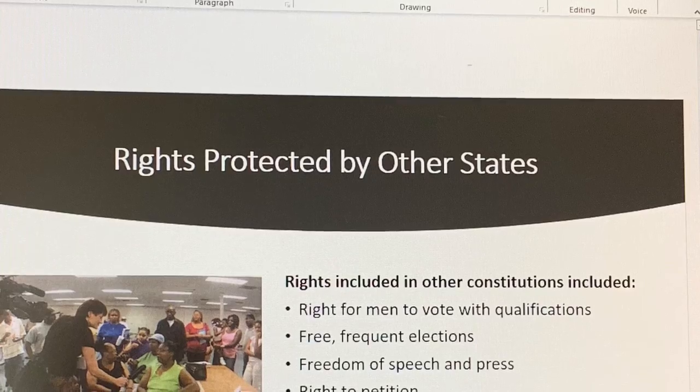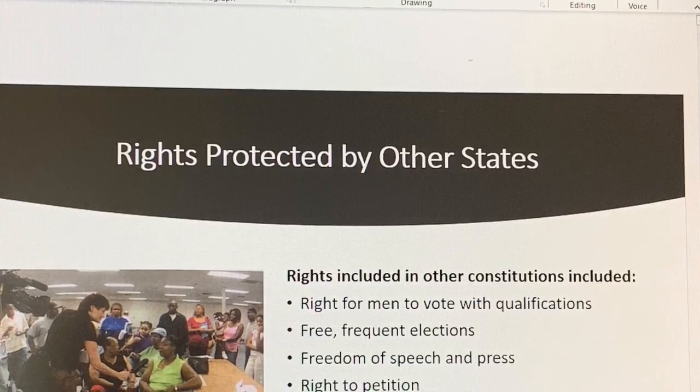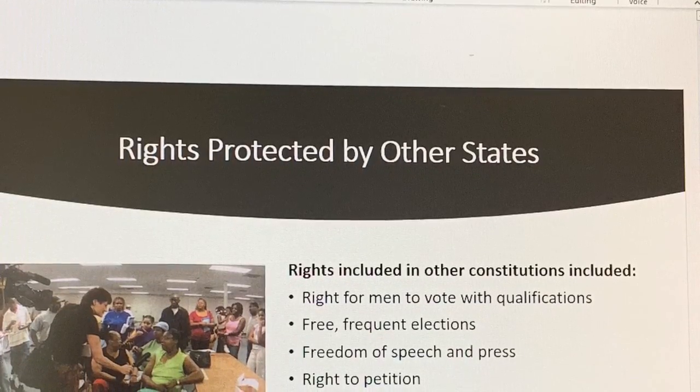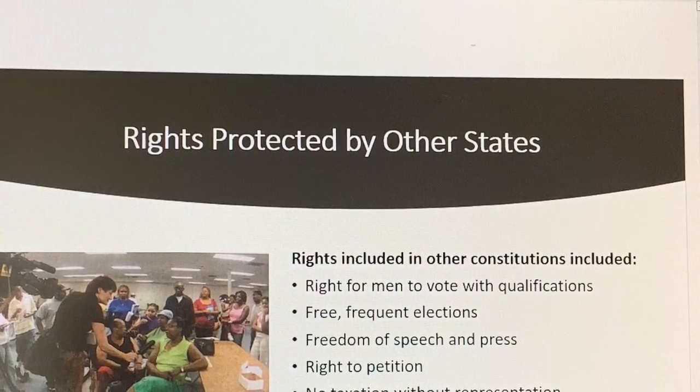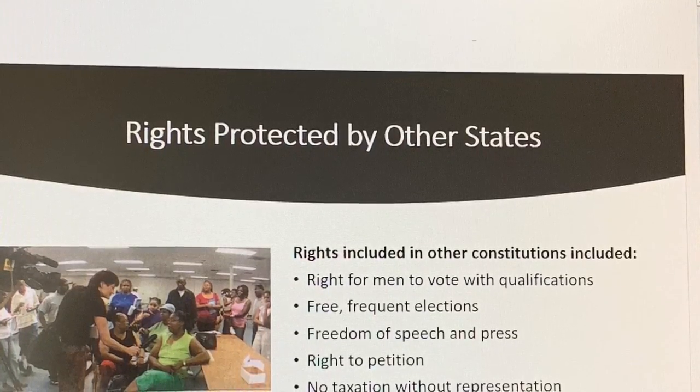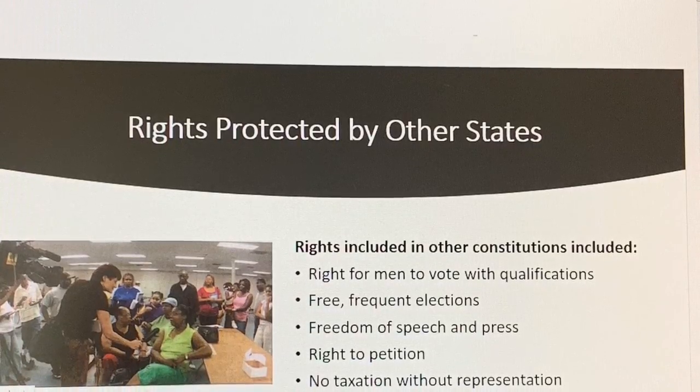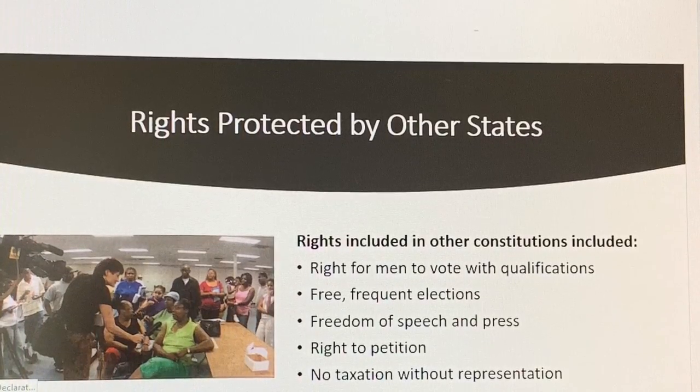Rights protected by other states. Rights included in other states' constitutions included the right for men to vote with qualifications, free and frequent elections, freedom of speech and press, right to petition, no taxation without representation.